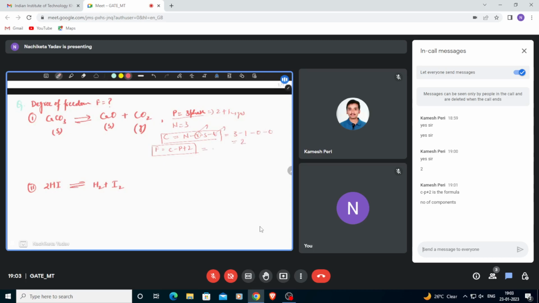So if we put it here, 2 minus P, which is 2 plus 1, 3, plus 2, it will be 1. So the degree of freedom will be 1. Either temperature or pressure must be specified for this equilibrium reaction. Are you getting it? Okay. Can you solve the next reaction in a similar way?